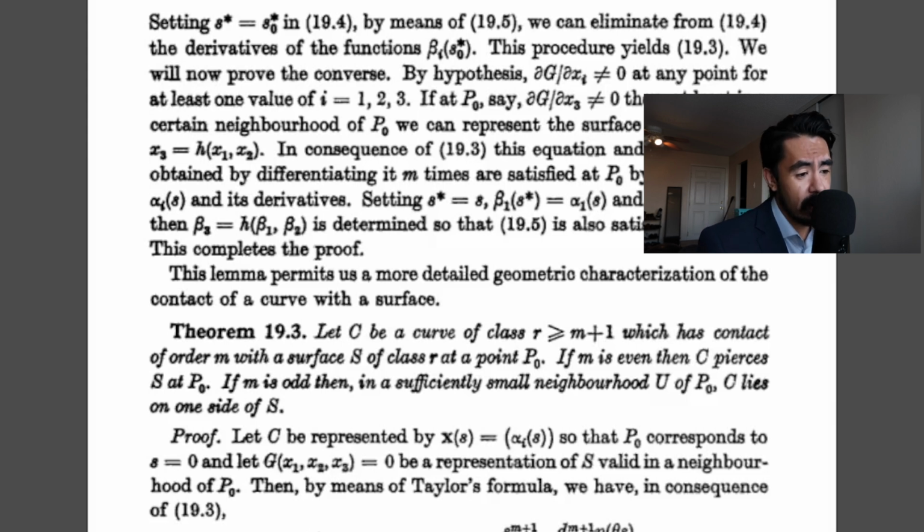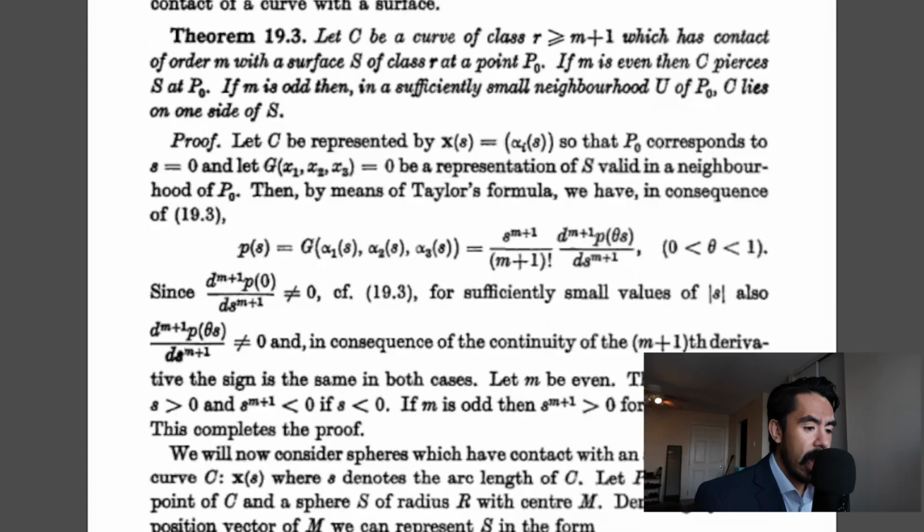Let C be a curve of class R greater than or equal to m plus 1, which has contact of order m with a surface S of class R at a point P naught. If m is even, then C pierces S at P naught. If m is odd, then, in a sufficiently small neighborhood U of P naught, C lies on one side of S. And for this, we have a little short proof.